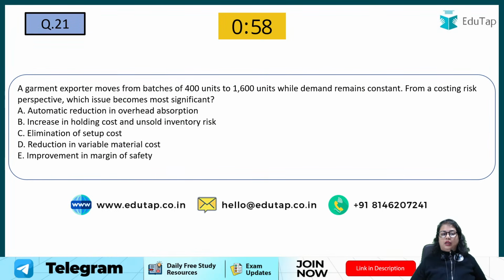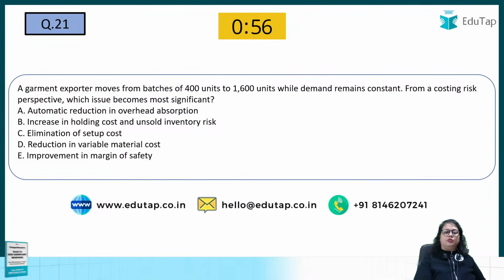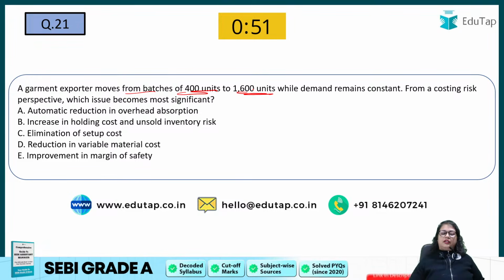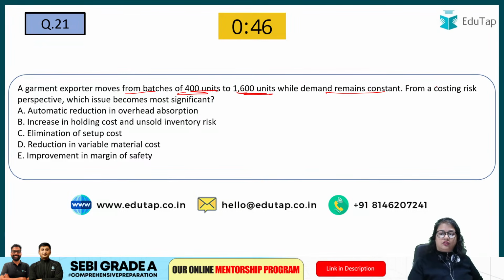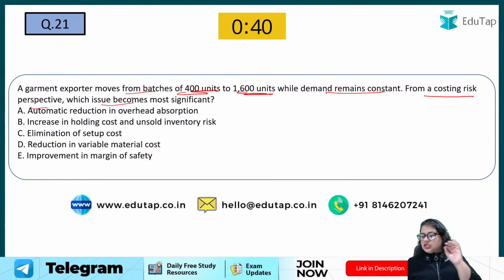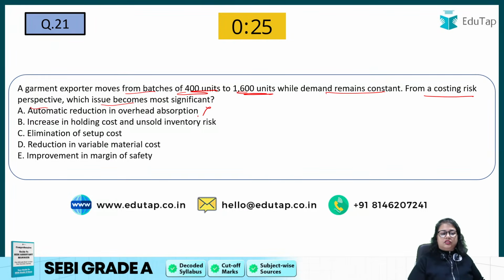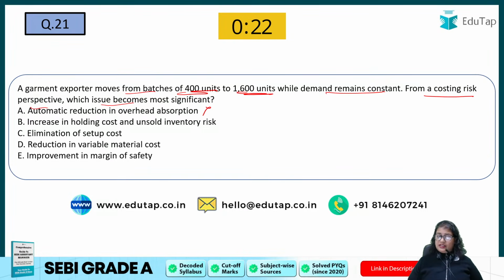Next question number 21. A garment exporter moves from batches of 400 units to 1600 units. Okay, that means it increases the batch size from 400 to 1600 units while the demand remains constant. From a costing risk perspective, which issue becomes most significant? Automatic reduction in the overhead absorption. Why? Will the overheads be decreased or increased? No, it will not affect anything, right? It will not affect my indirect cost. So this is wrong. Then B, increase in holding cost.